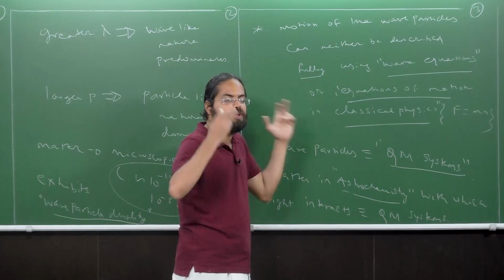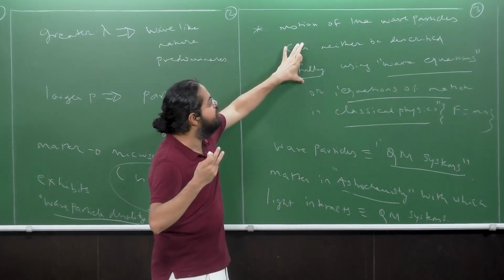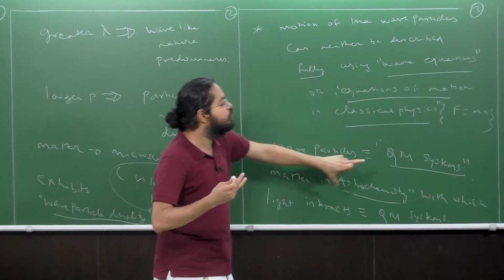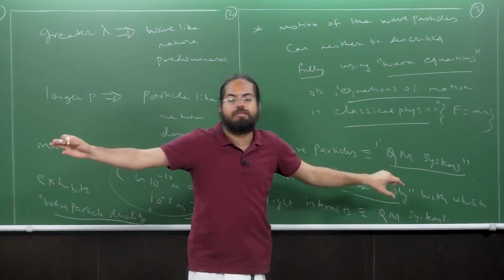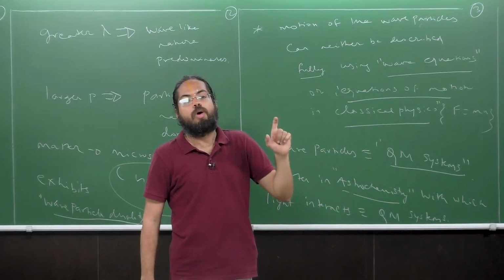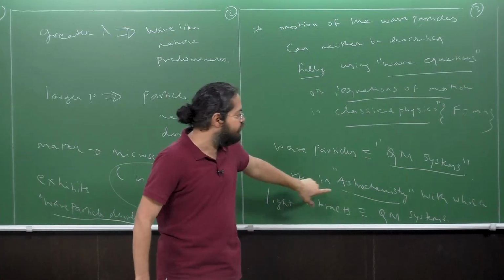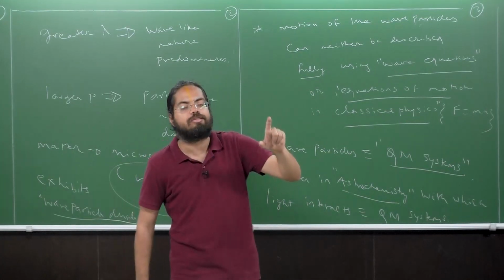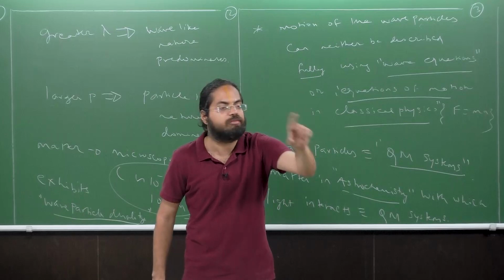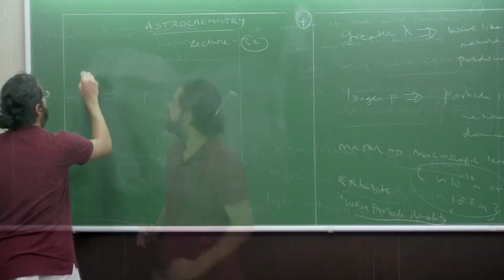So how do we actually incorporate both wave nature and particle nature into these quantum mechanical systems? This is what we shall be seeing in the next section, and once we see how this is done, I shall be discussing its relevance in the context of astrochemistry itself.